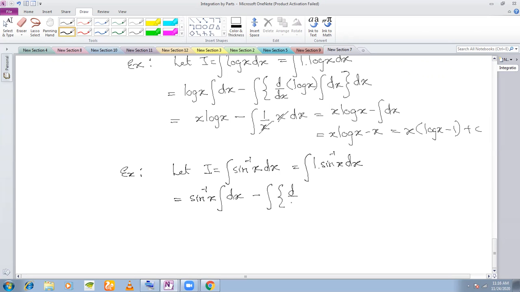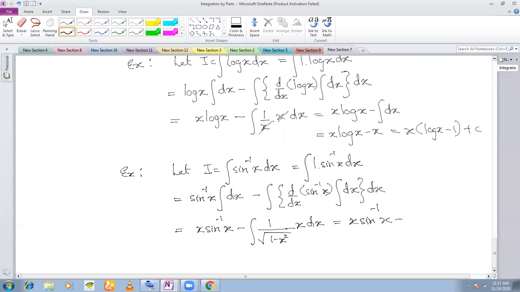derivative of sine inverse x into the integration of 1 dx, whole thing dx. So now this becomes x sine inverse x minus the integral of the derivative of sine inverse x, which is 1 by root 1 minus x square, and the integral of dx is x, dx. So this simply takes the form x sine inverse x minus integral x by root 1 minus x square.